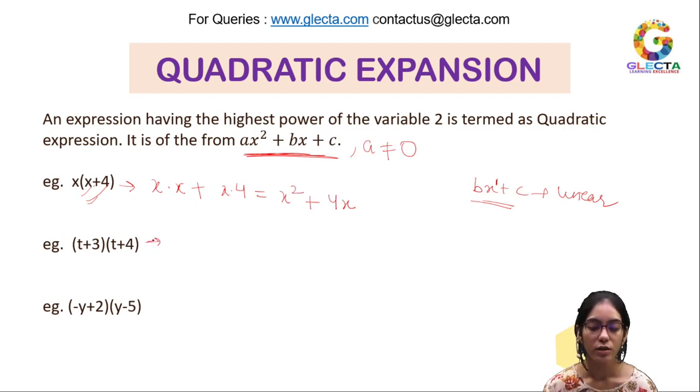Now for the next one, we have two brackets here, two linear terms. So what we'll do is multiply one bracket with the other. That means we'll multiply all the terms of the first bracket with all the terms of the second bracket. So we'll multiply t with the second bracket, then we have plus 3, and we'll multiply it again with the second bracket. So now you know t into t and t into 4 plus 3 into t plus 3 into 4.